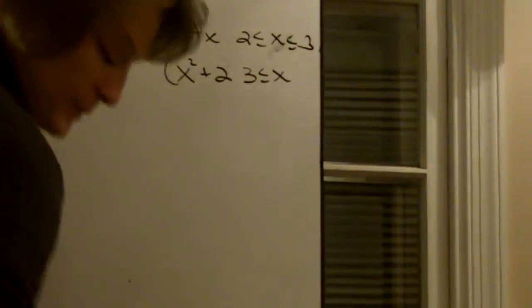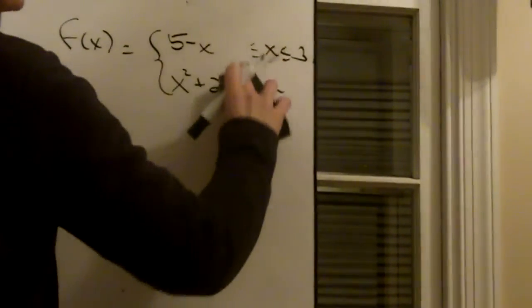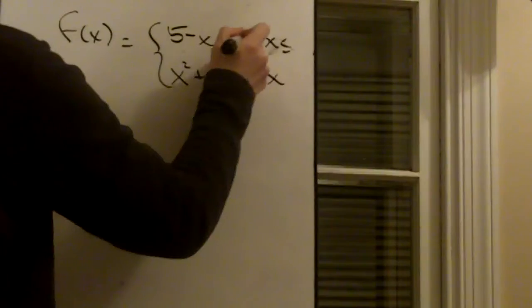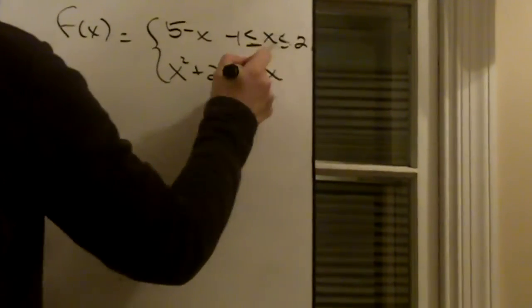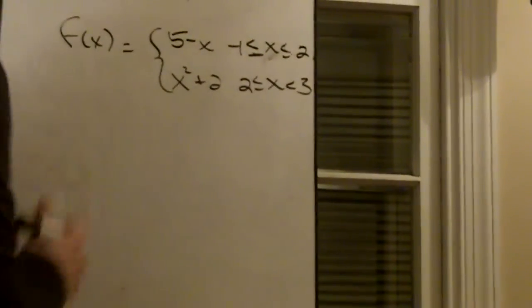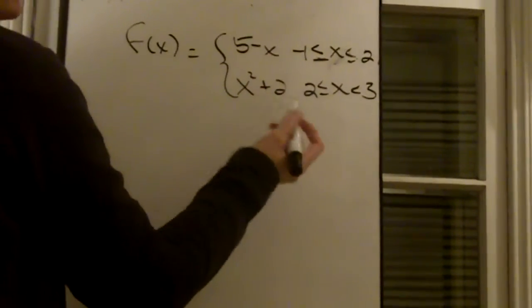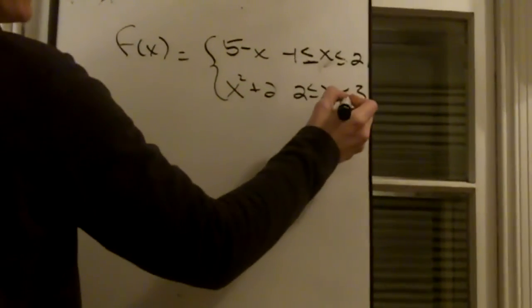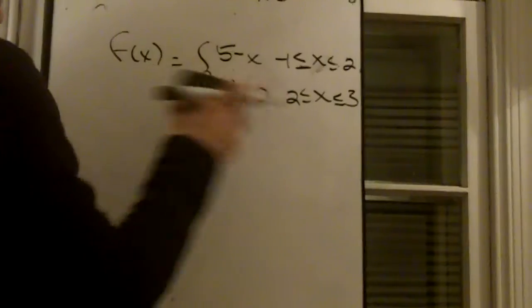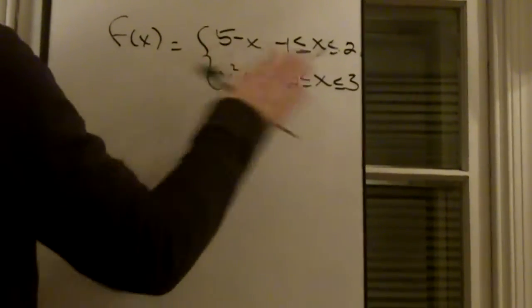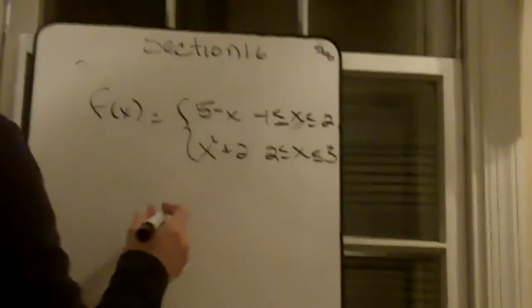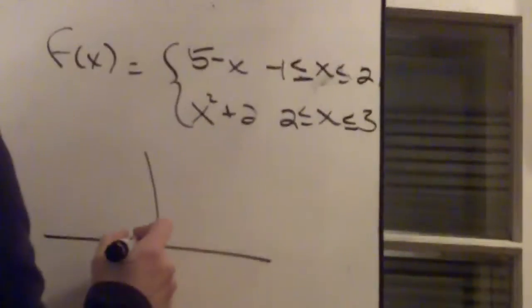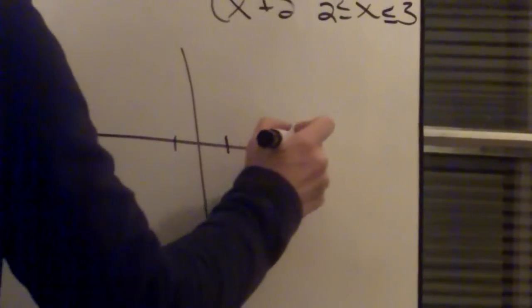I'm sorry, I had the wrong limits. From -1 to 2, and from 2 to 3. So this particular function only exists between -1 and we'll include 3. Between -1 and 3. That's its domain. Not all real numbers, but this small portion of the graph. From -1 to 3.